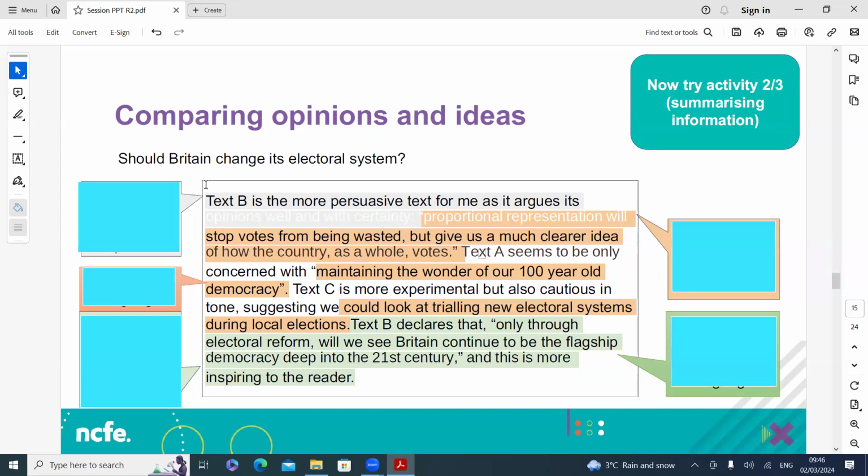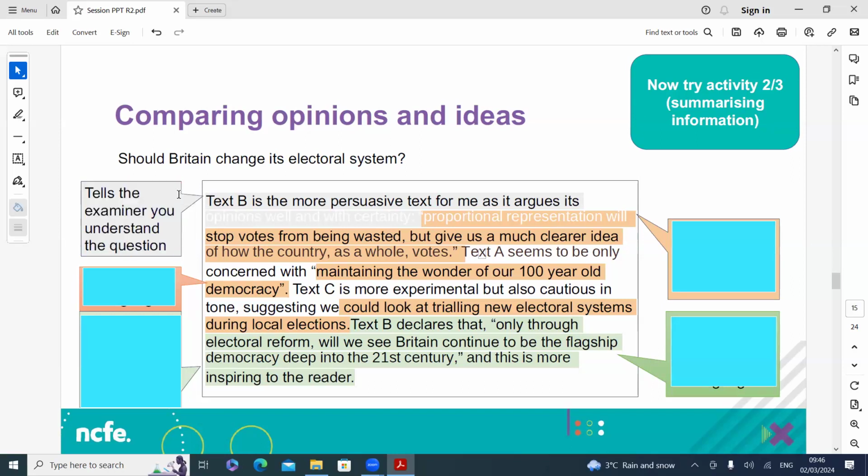Text C is more experimental, but also cautious in tone, suggesting we could look at trialling new electoral systems during local elections. Text B declares that only through electoral reform will we see Britain continue to be the flagship democracy deep into the 21st century, and this is more inspiring to the reader. Okay.